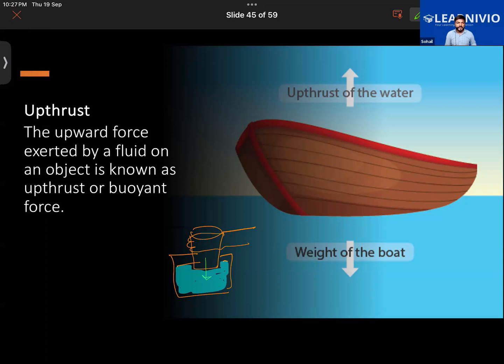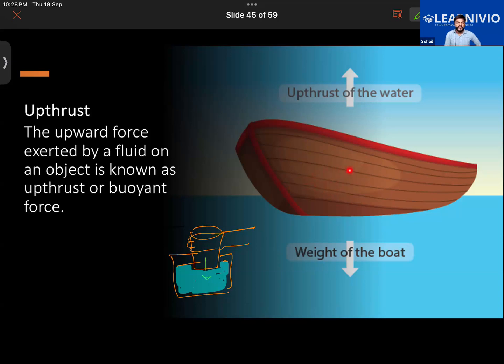Yes, sir. I have taken an empty glass, and I am trying to push it into a bucket filled with water. I might feel some resistance. You might feel that the water is also trying to push it in the upward direction. While I'm pushing it downward, water is exerting an upward force on it. That upward force exerted by any given fluid like water, or in fact gas also, is known as upthrust or buoyant force. And it is because of this that the boat will be floating.